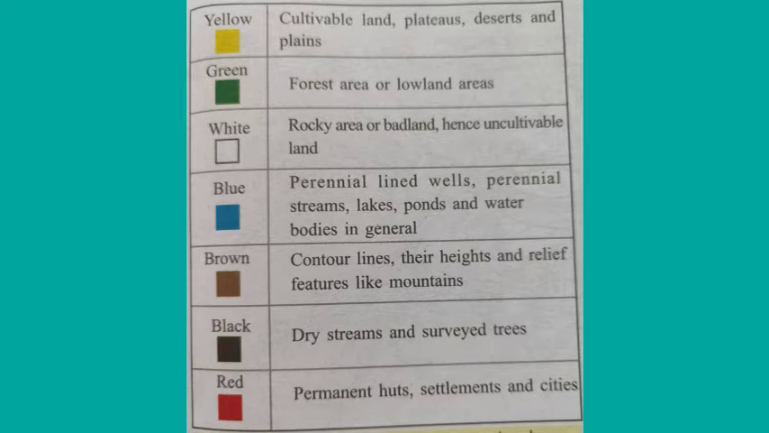Okay, then we have red color. Here red color is used to show the permanent huts, buildings, and it means residential area. Settlements, cities, towns, residential areas, huts are shown by the red color. So these are the colors that are being used on the topographical map to show different natural and man-made features.